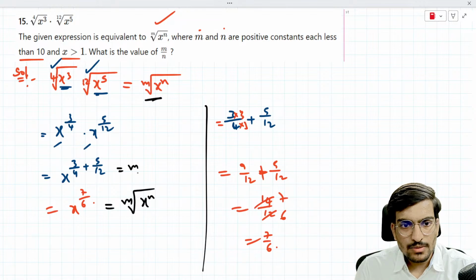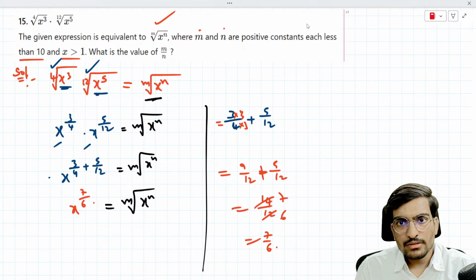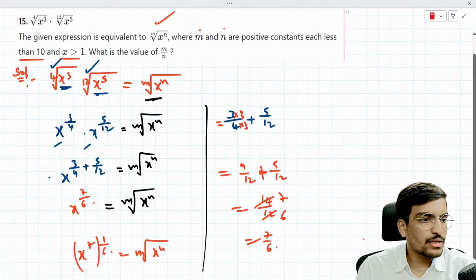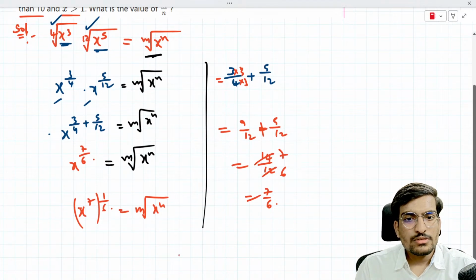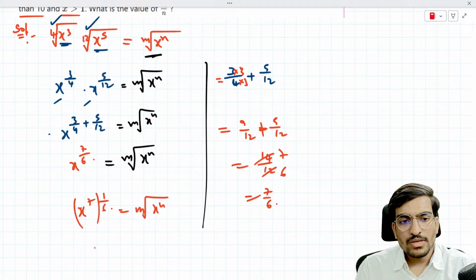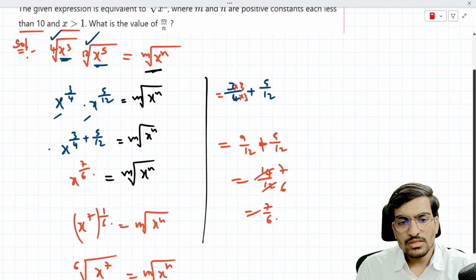That format is the mth root of x power n. Here I can turn this into x power 7, whole raised to the power of 1 by 6. So it is the 6th root of x power 7, which equals the mth root of x power n. So the m value is 6, and the n value is 7.